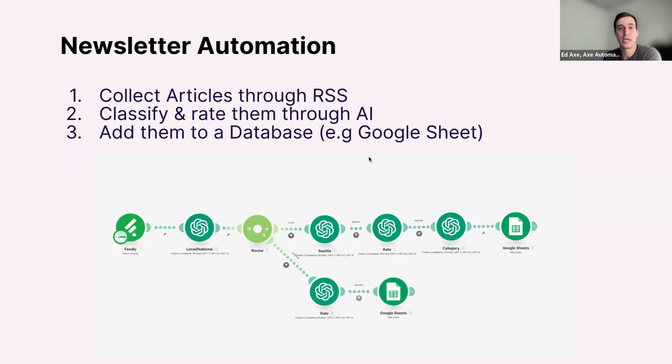And then once we passed through the AI, we added all those news articles into the database with everything that we needed from them. So that means the URL, the title, and the rating system that we created using the AI. So that was the first scenario. And then of course, we're going to do a quick live demo showing you each module here.